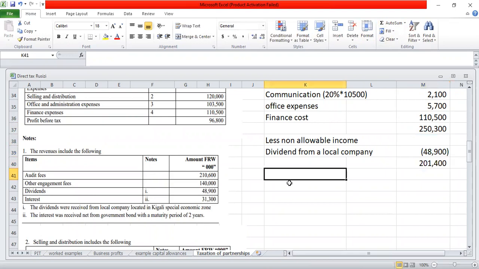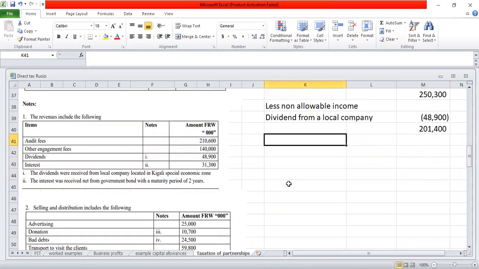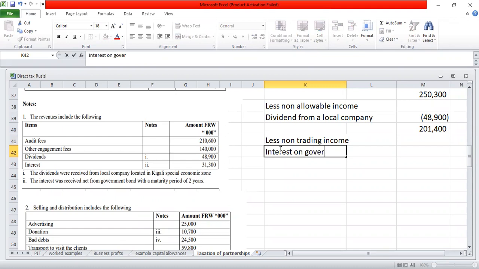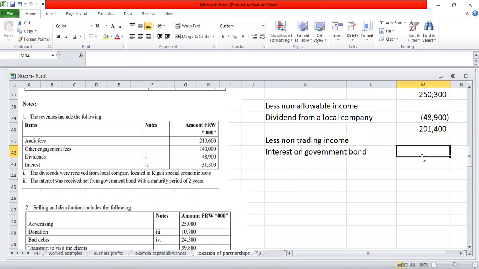Then note number 2 again here on income, it's interest. It was received net from a government bond with a maturity period of 2 years. So we are going to less it net and then add it back after grossing it. Less non-trading income, and we have interest on government bond, which is 31,300.